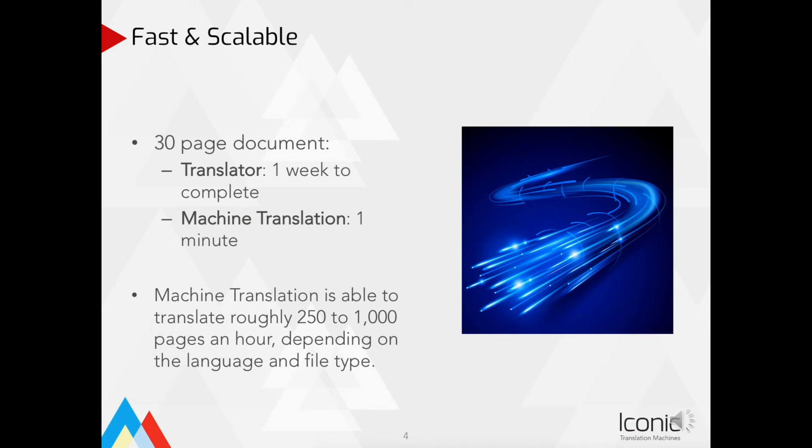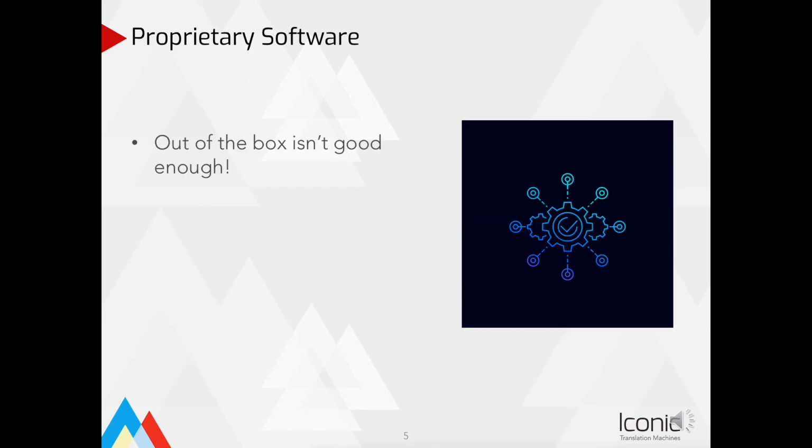Whether you are translating one document or thousands of documents, the automated process should be the same and consistent, and using machine translation is the most efficient, cost-effective, fastest method of reviewing multilingual data. Just for reference, machine translation should be able to translate roughly 250 to 1,000 pages an hour, but that's highly dependent on the language and the file type. A human couldn't get near that.